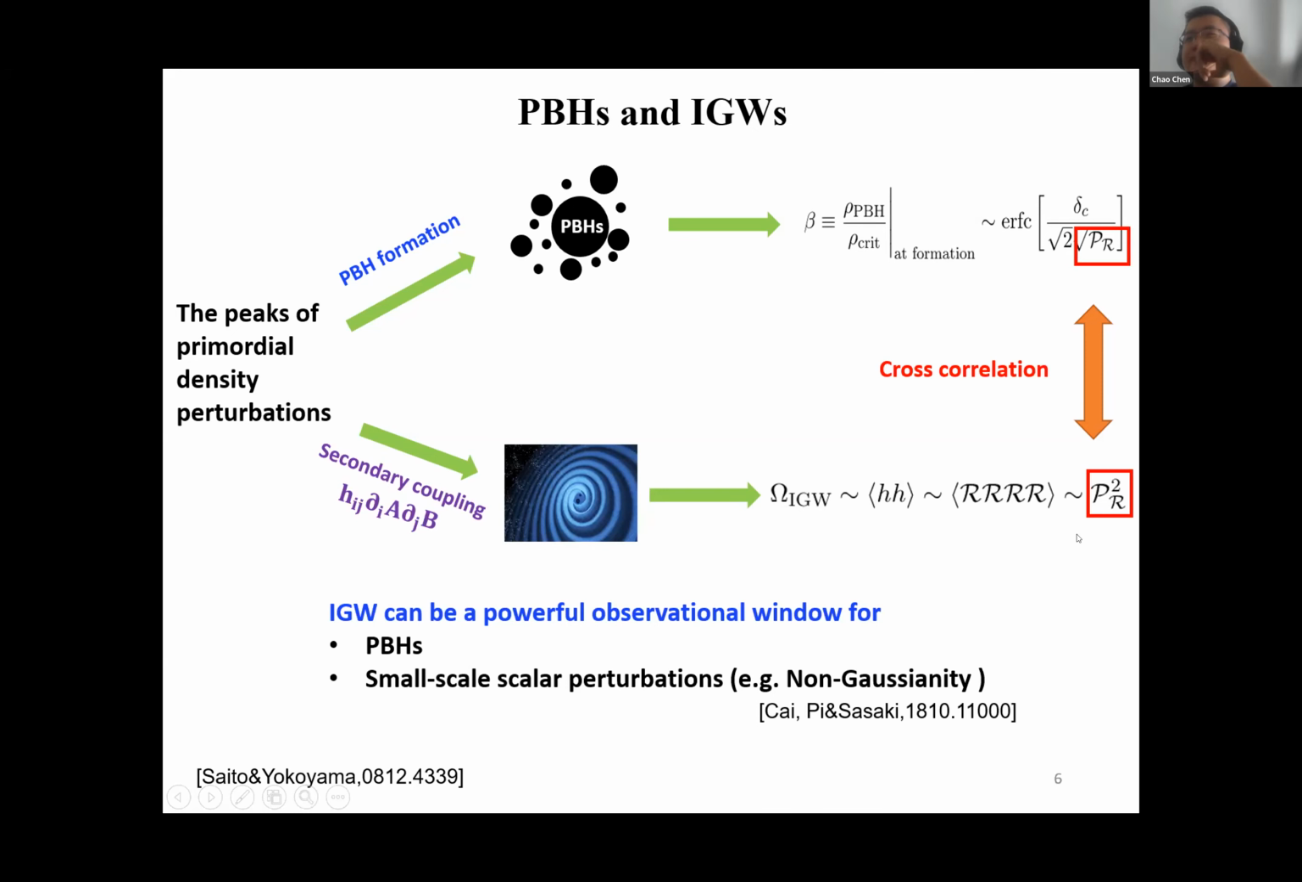And another thing is that the PBH formed at small scales, and until now we don't have any reliable knowledge about the small scale perturbation and the small scale physical process in the very early universe. So if we have a PBH formation, we must have the induced gravitational wave. So we can use the induced gravitational wave to detect the small scale scalar perturbations, for example, the non-Gaussianity of the small scale scalar perturbation, which is not accessible through the CMB observation. In this paper by Chao Chen and Suzuki-san, they have discussed the non-Gaussianity effects on the induced gravitational waves.